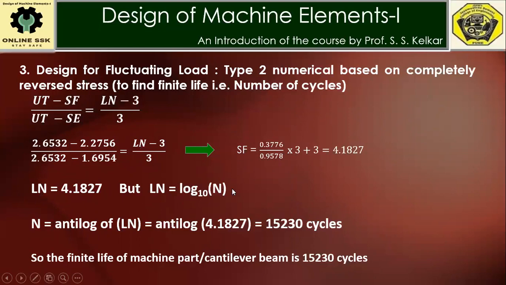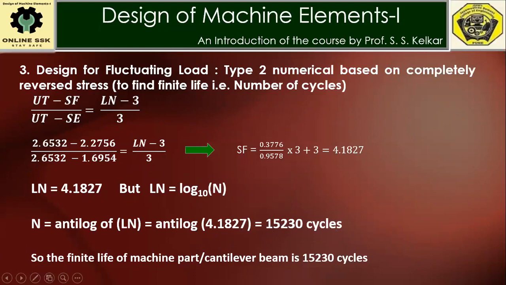But Ln is equal to log n to base 10. So n will be equal to anti-log of Ln. Ln is 4.1827. So anti-log of 4.1827 is equal to 15,230. So n, the life of the shaft or life of the beam, will be equal to 15,230 cycles. This will be of course finite life of the shaft because it is lesser than 1 million cycles.